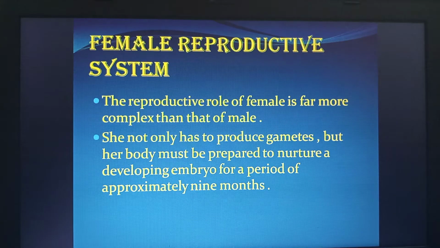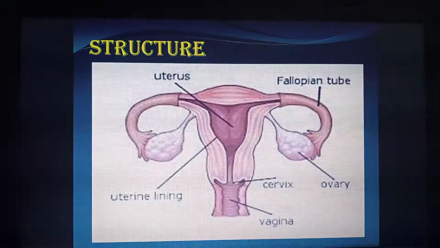The reproductive role of female is far more complex than that of male. She not only has to produce gametes, but her body must be prepared to nurture a developing embryo for a period of approximately 9 months.